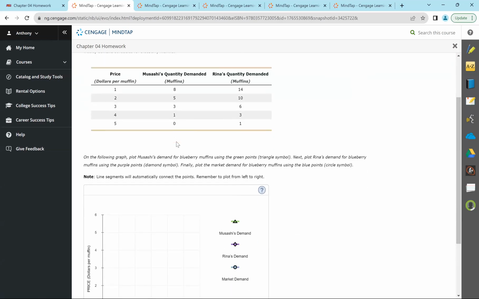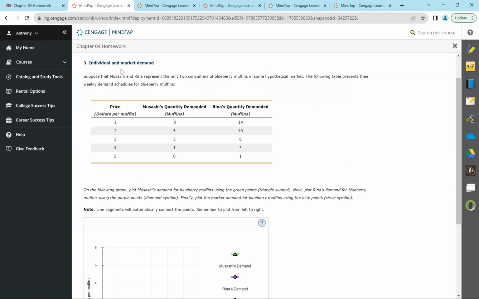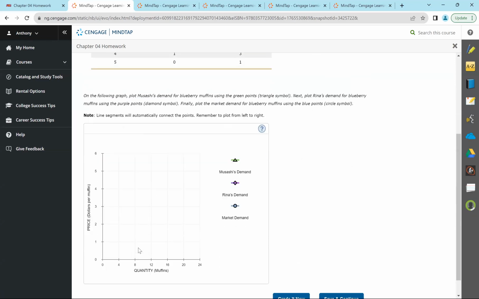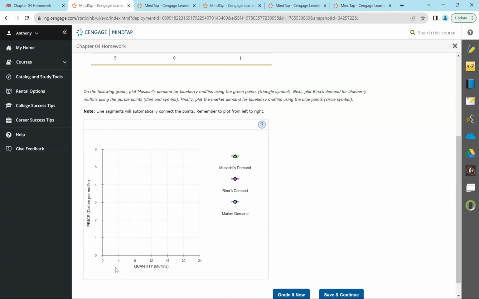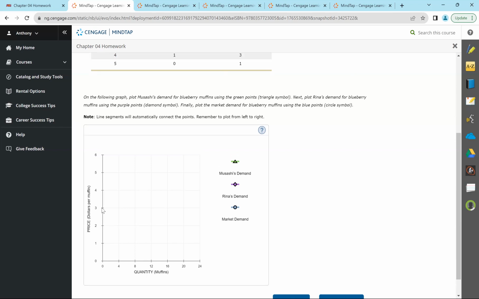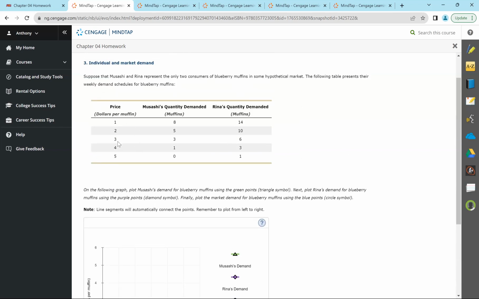This is our first kind of American problem here. Suppose that Musashi and Rina represent the only two consumers of blueberry muffins in some hypothetical market. The following table presents their weekly demand schedules for blueberry muffins. So on your axis here, you have demand, which is quantity, and price. It's a little weird. So you're plotting these points.